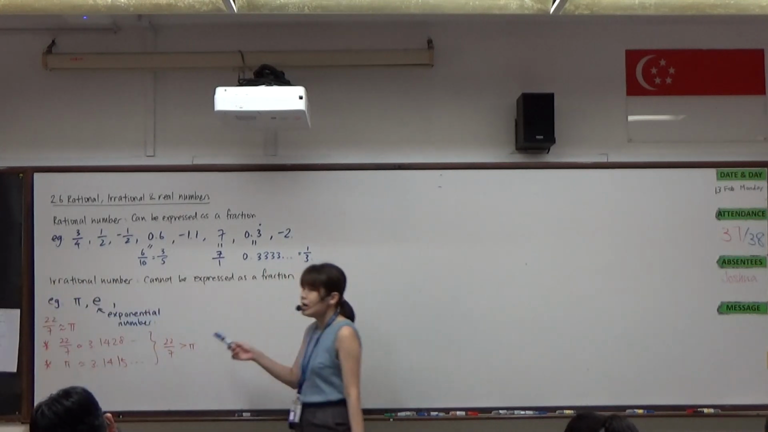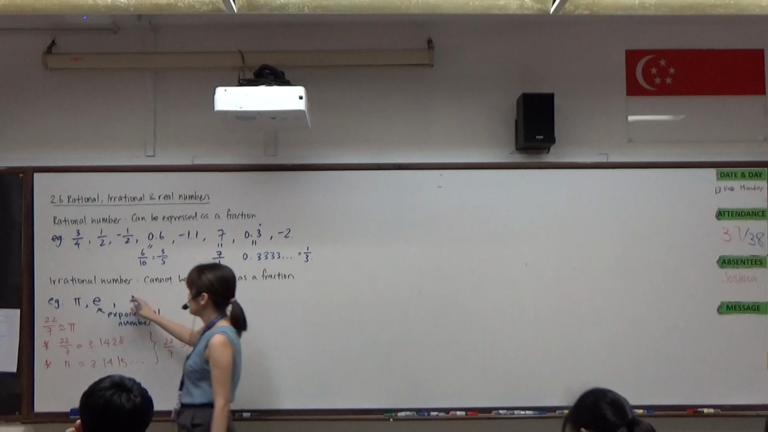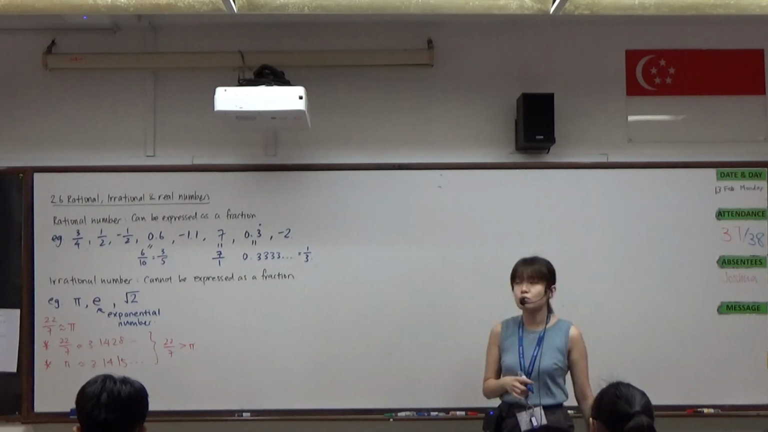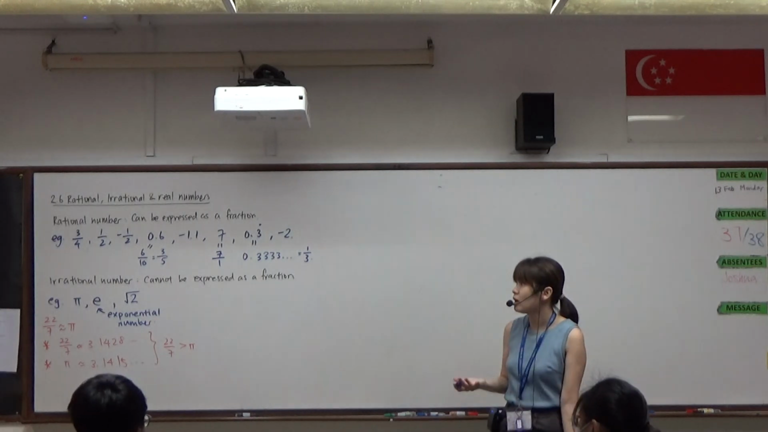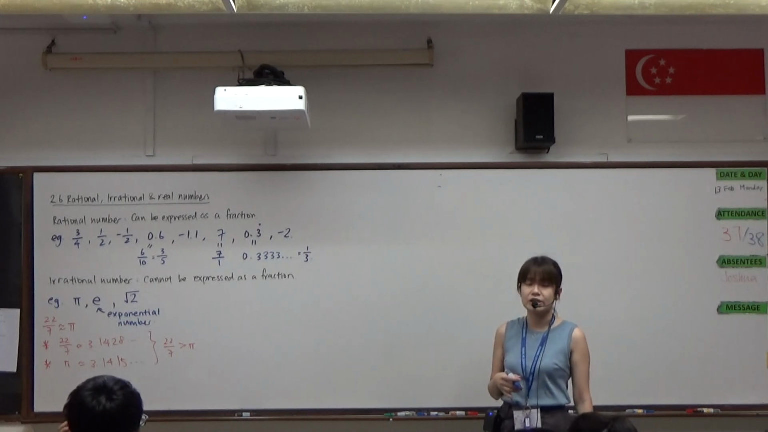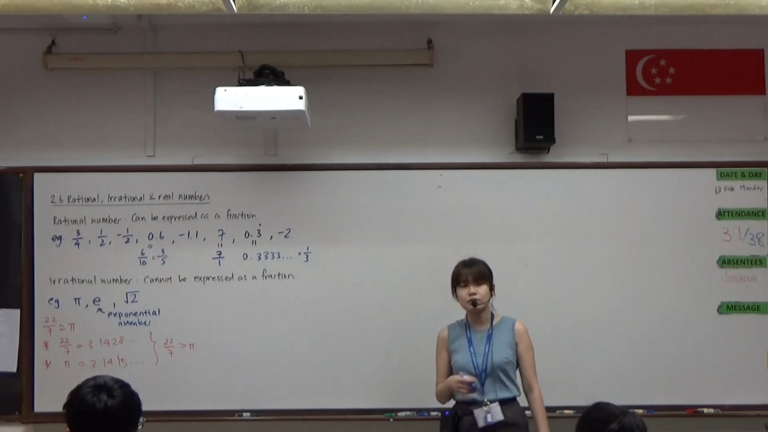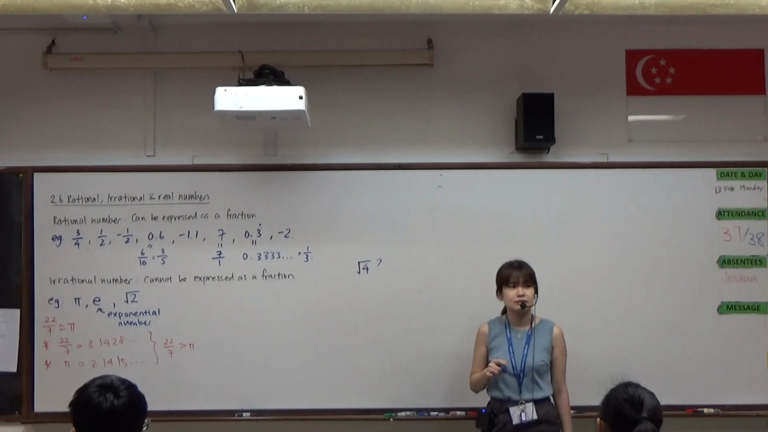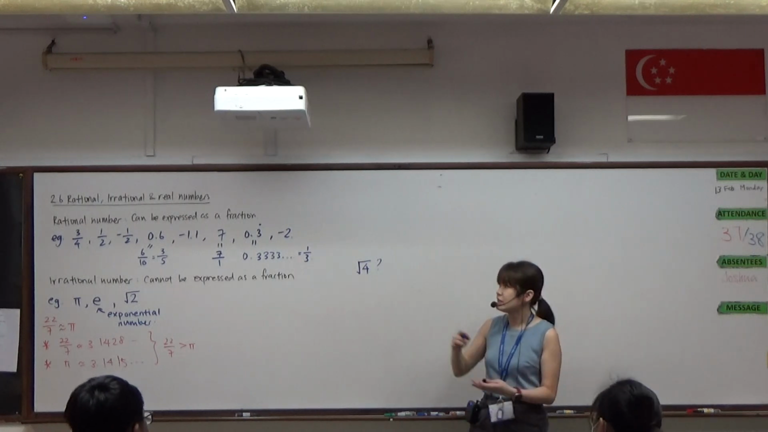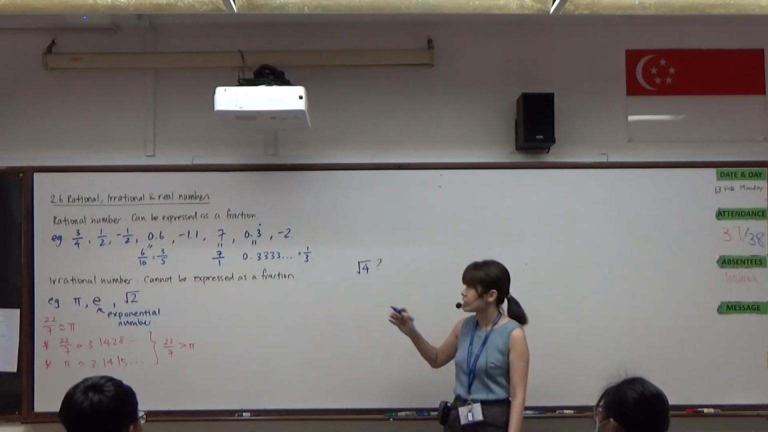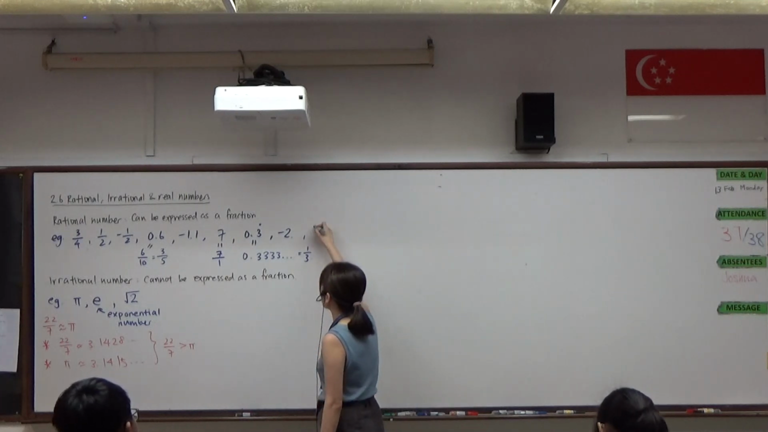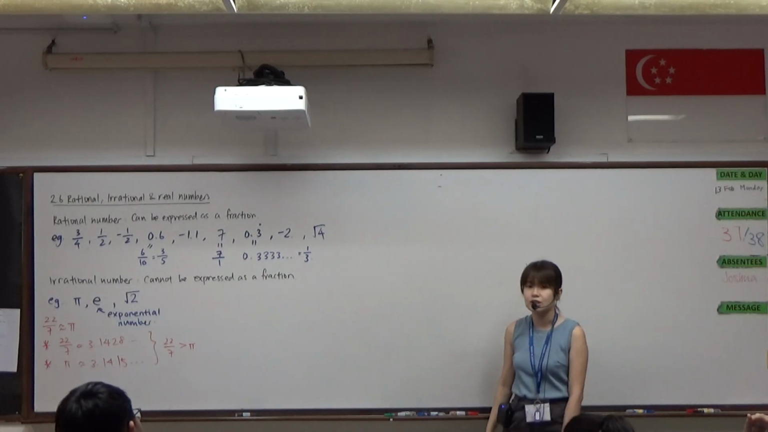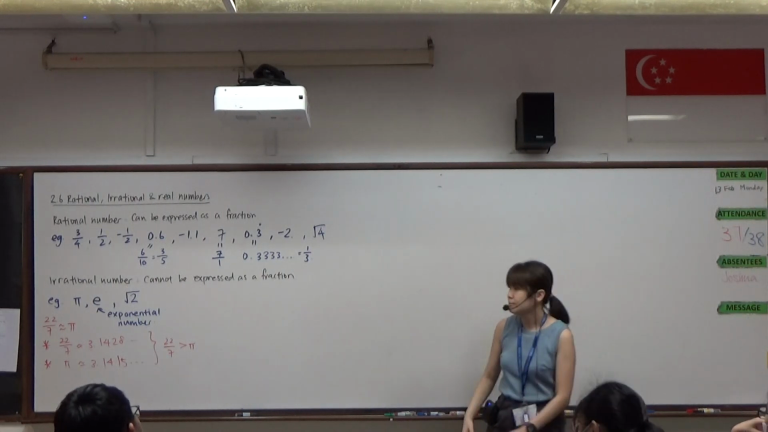Other irrational numbers will be maybe square root 2. Agree? Your square root number cannot be expressed as a fraction, therefore it is an irrational number. Then, this leads us to the next question. What about square root 4? Square root 4 is 2. So is it rational or irrational? Rational, right? So we must always consider its simplest form. So be careful. Square root 4 is actually a rational number.